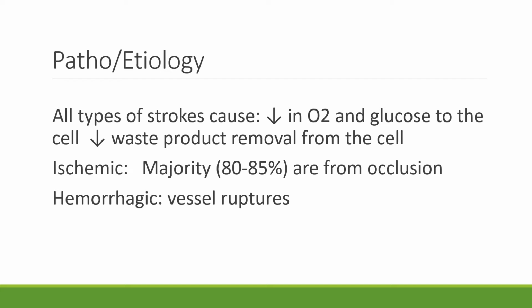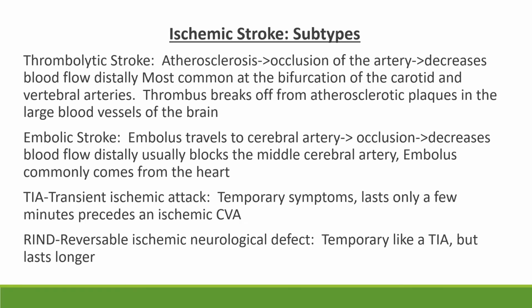So all strokes cause decrease in oxygen and glucose to the cell and decrease in waste product removal from the cell. There's two important types that we're going to talk about. The first one being ischemic. This is the majority of our strokes. It's 80 to 85% of the strokes, and these are due to occlusion. Hemorrhagic stroke is the other type of stroke we're going to talk about, and that's where a vessel ruptures.